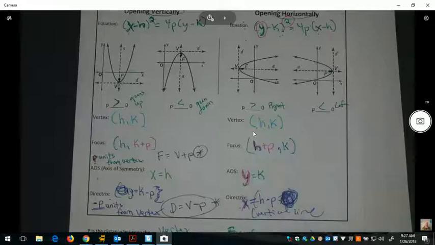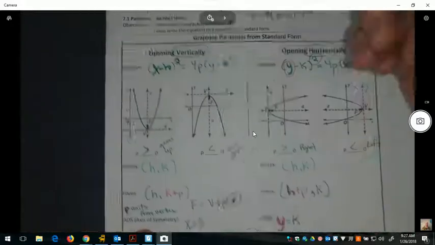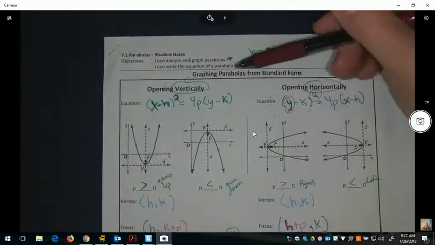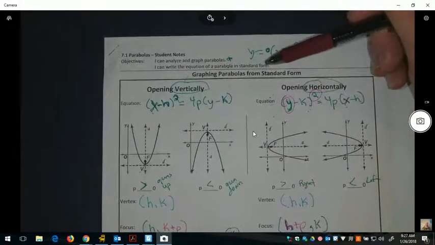Jump to the second page. Yesterday, our learning target was that we could analyze and graph parabolas. Today, our learning target is that we can write equations of a parabola in standard form.